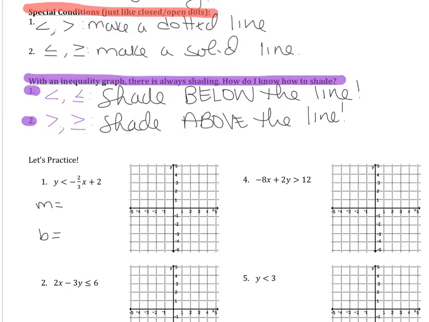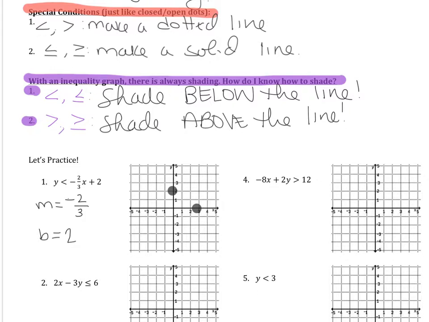So what's M in this problem? It's negative 2 over 3. What's B in this problem? It's 2. So what do I plot first, M or B? Well, I plot B first at 2. So from here, I go down 2 and I go to the right 3.